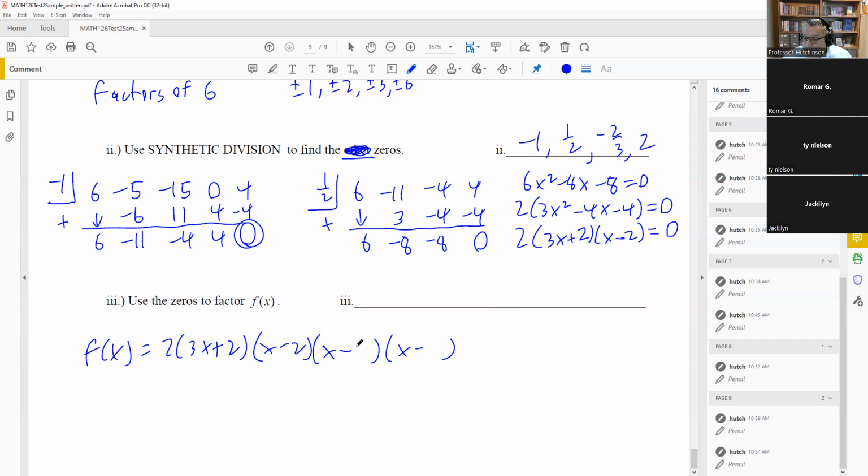I have 1 minus -1. I have 1 minus 1/2. Now there's some simplifying that I can do here. First of all, I'm going to put the x minus 1/2 next to the 2 here. So I'm going to move that over and put it next to the 2 like I have here. And the rest of them I have x minus 2 and x plus 1.